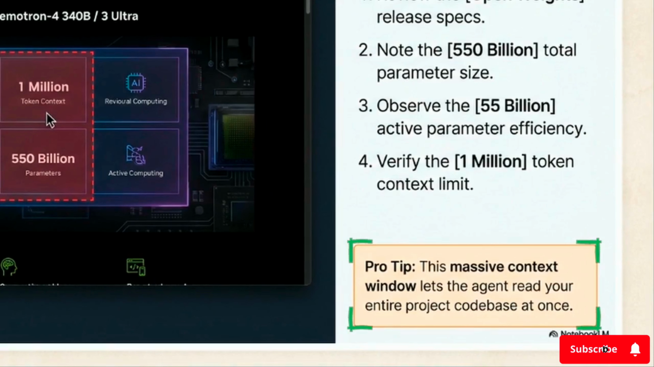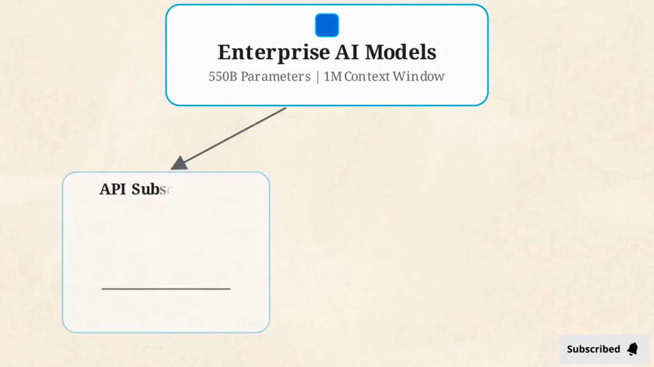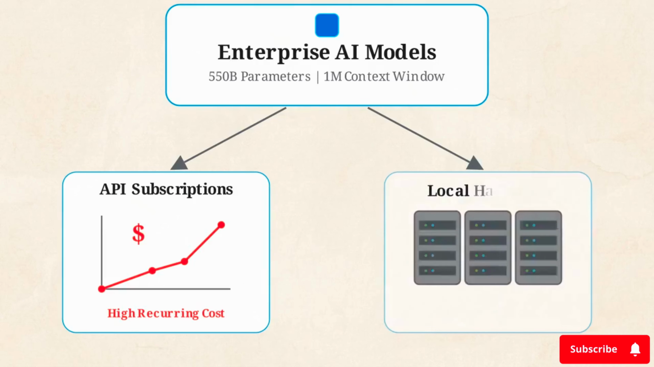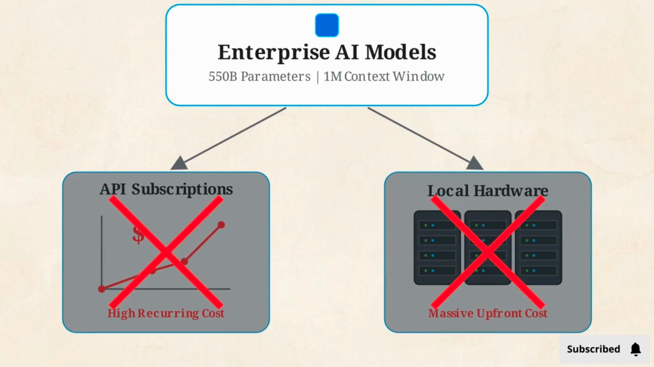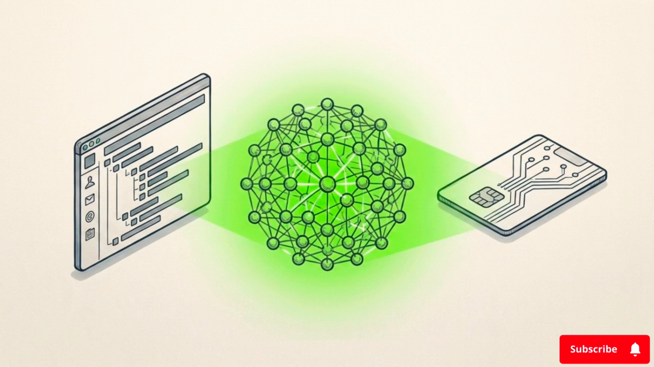project codebase simultaneously. Accessing enterprise-grade models of this scale typically requires high-cost API subscriptions or expensive specialized hardware. We can bypass these obstacles using Naga AI, a proxy service that provides unlimited free API access for this specific architecture. By combining these specific tools, an enterprise-grade AI assistant becomes fully operational within your local workflow at zero cost.